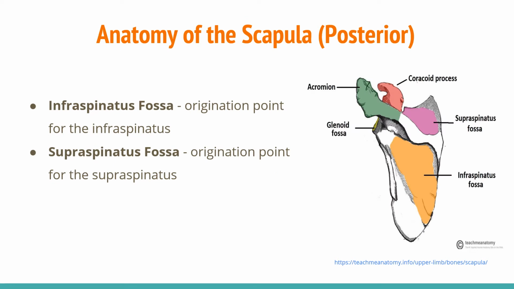Now we have the posterior portion of the scapula, which includes the infraspinatus fossa and the supraspinatus fossa. The infraspinatus fossa is the lower portion of the posterior scapula and is where the infraspinatus originates. Next is the supraspinatus fossa, which is the superior portion of the scapula and is where the supraspinatus originates. The supraspinatus fossa is also smaller and more convex than the infraspinatus.